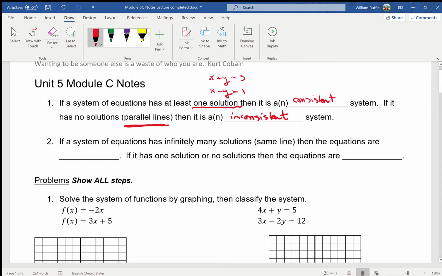If a system has infinitely many solutions, they're called dependent. Basically, they're the same line. And if you see 2 separate lines, it's independent. Now, I know that was very confusing, and we're going to do a bunch of graphs, and I'm going to explain it better.